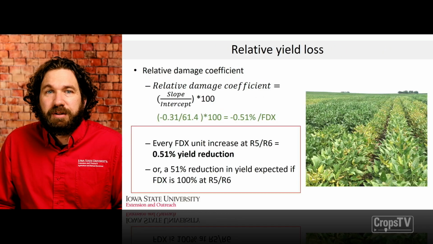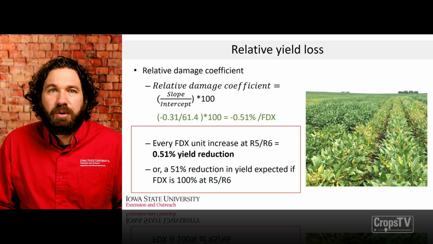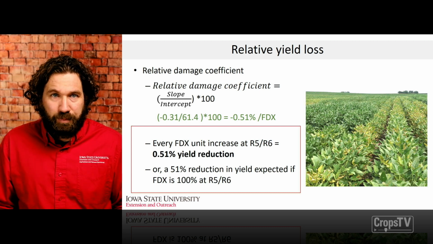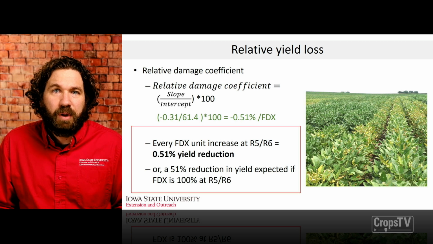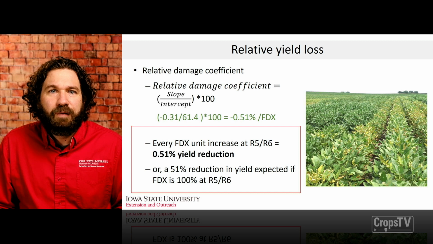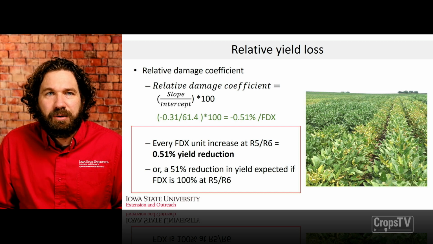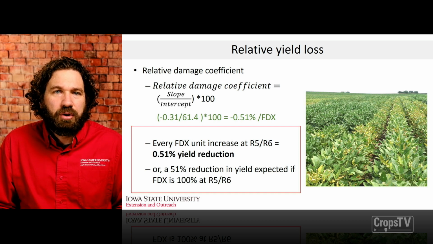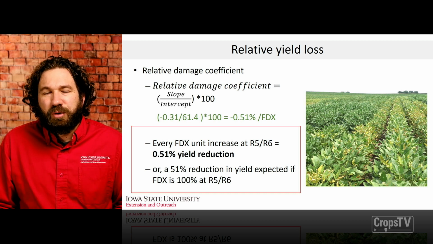One of the advantages of doing these trials long enough is that we can start diving back into the data and looking at different components. One of the neat things we got out of this is that we did a meta-regression looking at all of our data. What we found is that for every FDX value, you're losing about 0.5% of yield. In other terms, if you have an FDX of 100 at R5 or R6, which are late reproductive stages, you're losing about 51% of your yield.